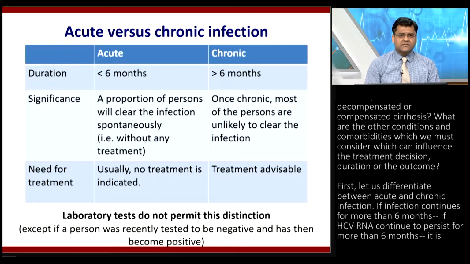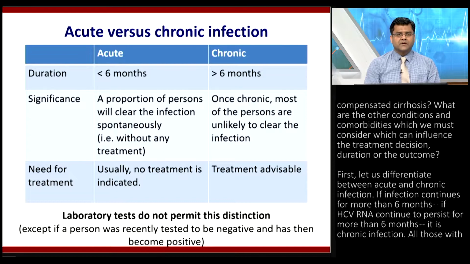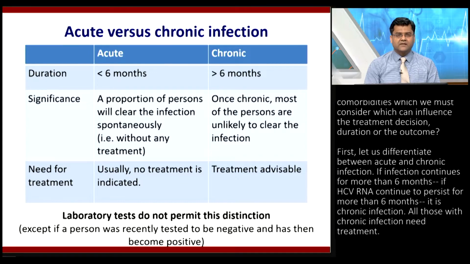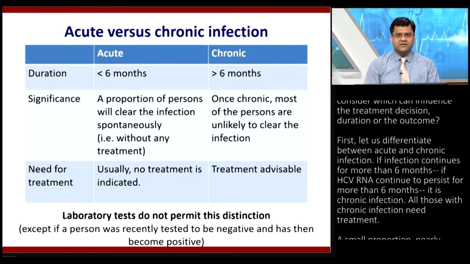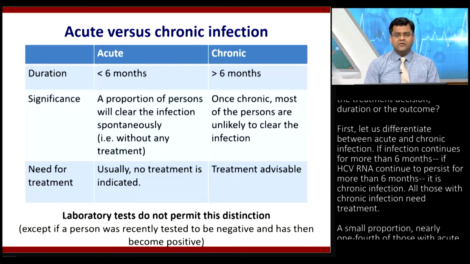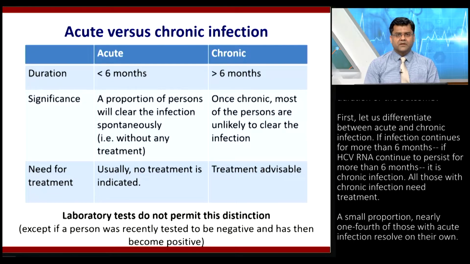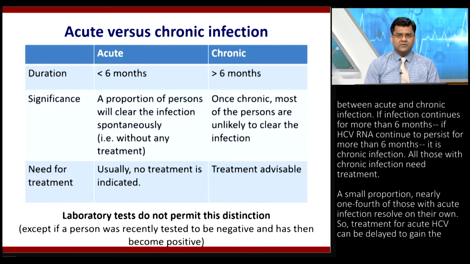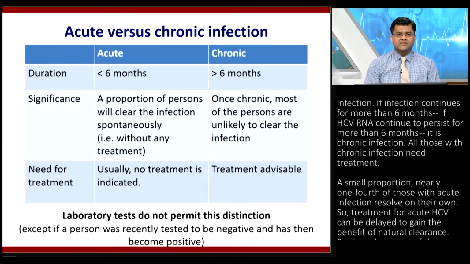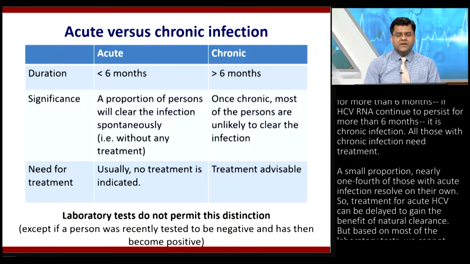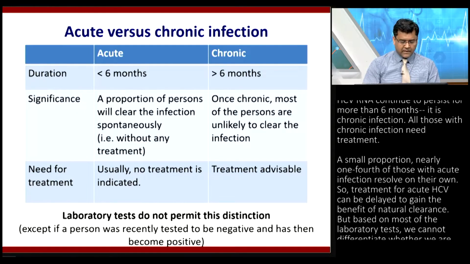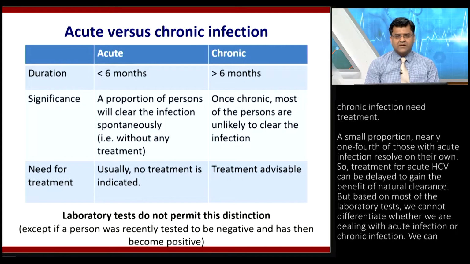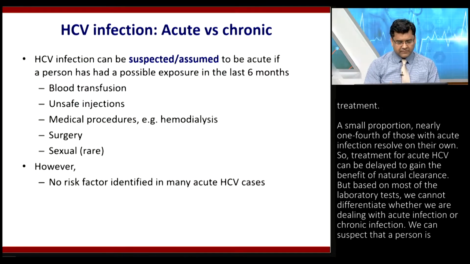So, first let us differentiate between acute and chronic infection. If HCV RNA continues to persist for more than 6 months, it is chronic infection, and all those with chronic infection need treatment. A small proportion, one quarter of those with acute infection, resolves on its own. So, treatment for acute HCV can be delayed to gain the benefit of natural clearance, but based on most laboratory tests, we cannot differentiate whether we are dealing with acute or chronic infection.